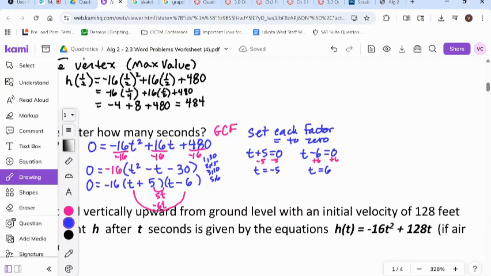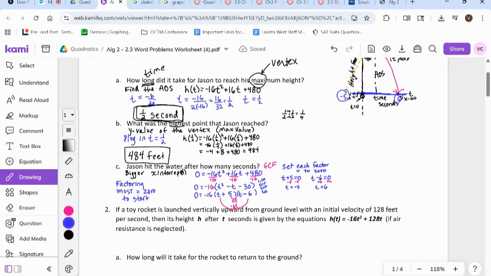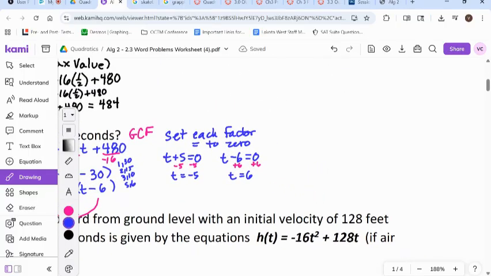Now let's go right back up to our original picture. So we have a negative x-intercept at negative 5, and we have a positive one at 6. And we're only using the positive one because that's the only one that makes sense. So how many seconds before he hit the water? It took him 6 seconds.